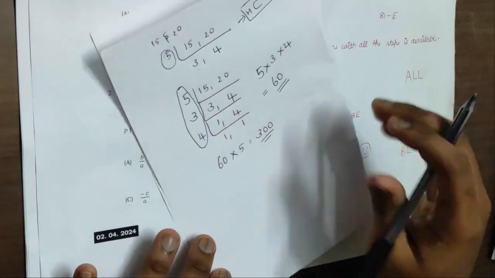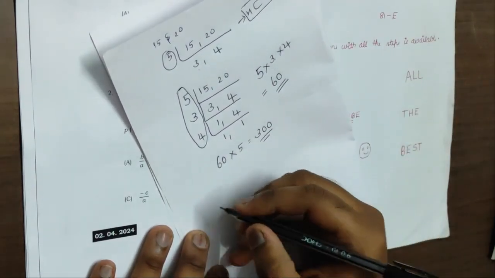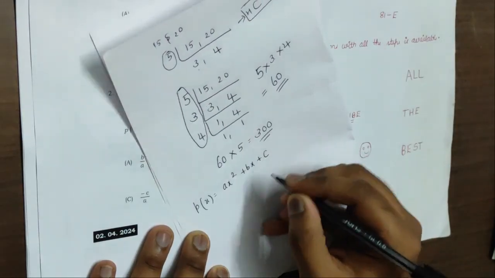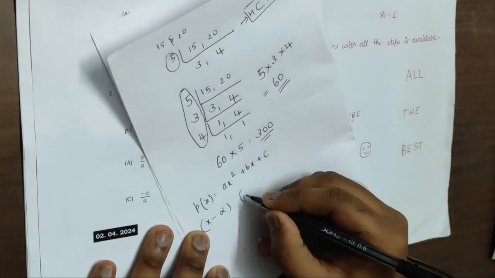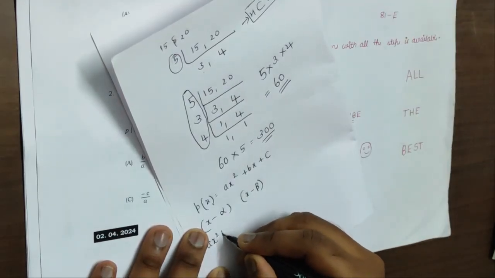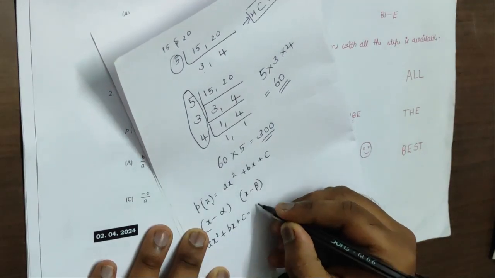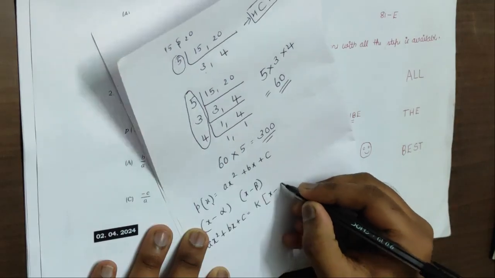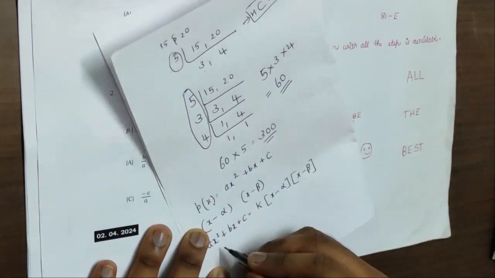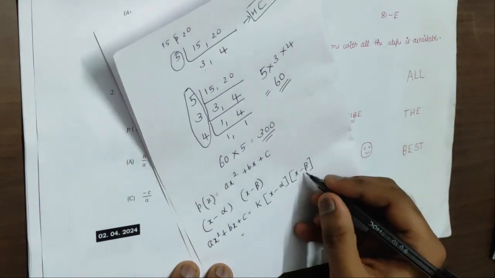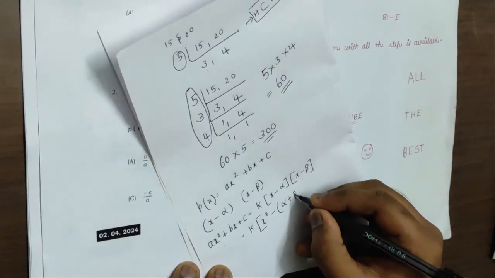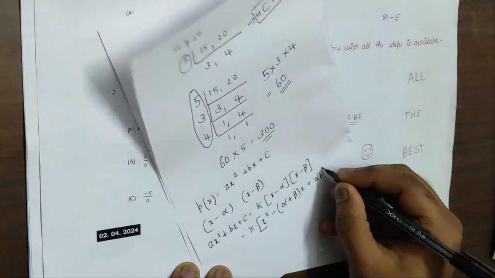Let us consider alpha and beta as the zeros of the quadratic polynomial p of x equal to ax square plus bx plus c. Then x minus alpha and x minus beta are the factors of this polynomial. Let us compare: ax square plus bx plus c is equal to some constant k, which we take, times x minus alpha into x minus beta. We have considered k as a constant and these are the factors of this polynomial. Now we multiply these both: k into x square minus alpha plus beta into x plus alpha beta.